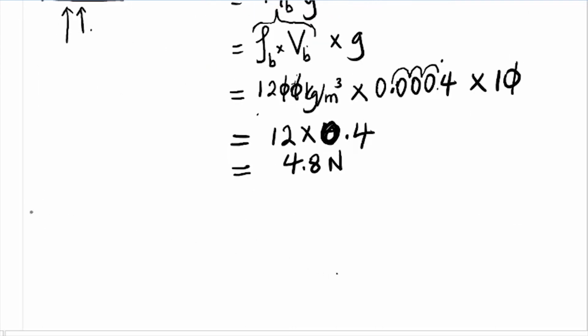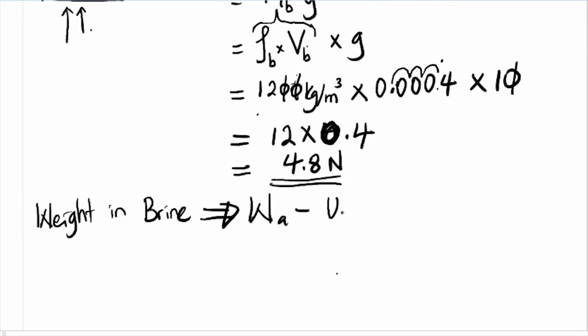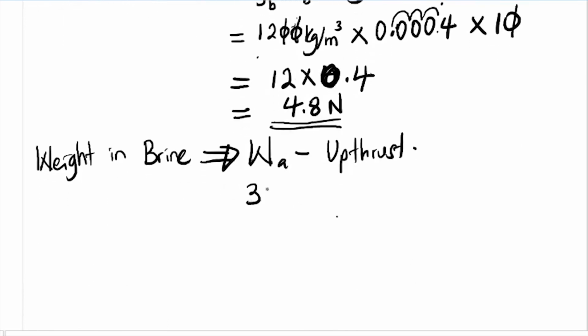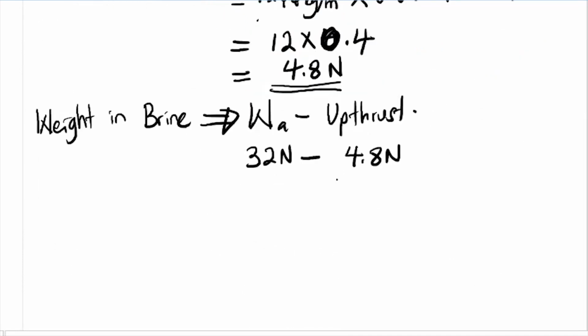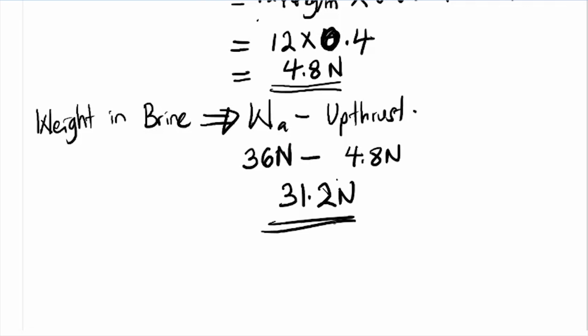So if that's the upthrust, it means that the weight of the spring balance in brine is going to be given by the weight in air minus the upthrust. The weight in air, we already have that in our question as 32 newtons, minus the upthrust, which is 4.8 newtons. So 32 minus 4.8 is, I think we made a mistake here. This is not 32 newtons, this is 36 newtons. This weight in air is actually 36 newtons, not 32. That was a mistake. Sorry about that. So the weight in air here is also supposed to be 36 newtons. So 36 newtons minus 4.8 is going to give us 31.2 newtons, which is the weight of the metal in brine.